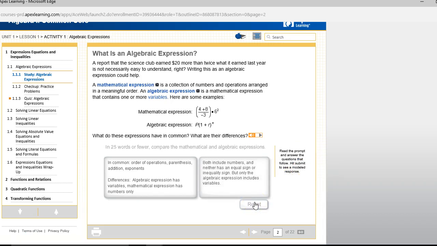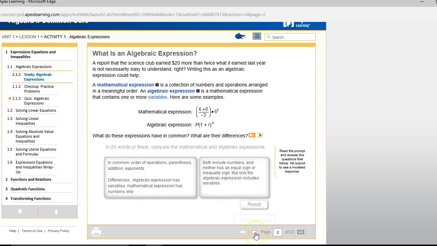Verify your answer and make sure that you agree with everything the answer has provided. Both include numbers and neither has an equal sign or inequality sign. Oh, yes, you're right. Neither of these are equations. There's no equal sign. But only the algebraic expression includes variables. Okay, I've got that one.